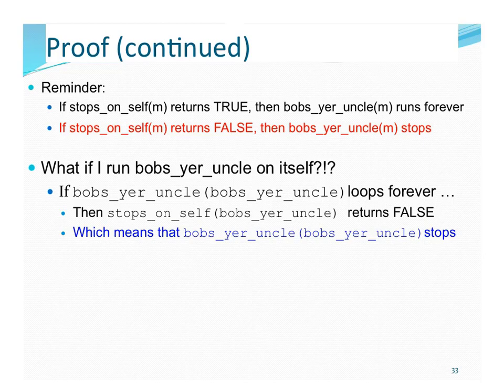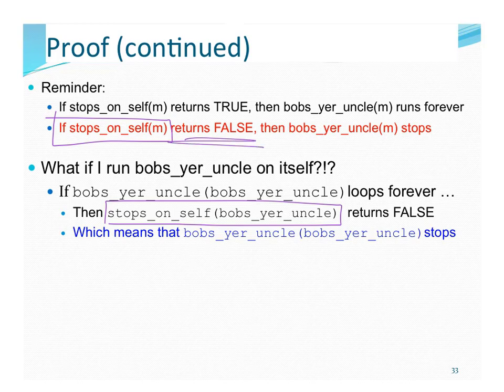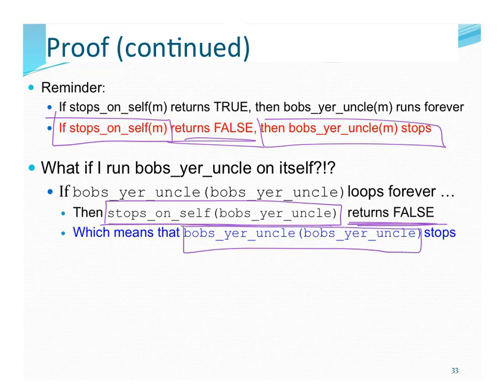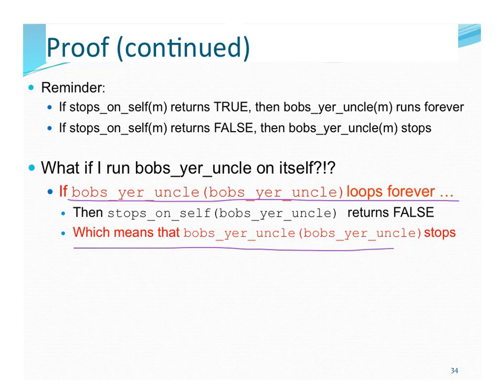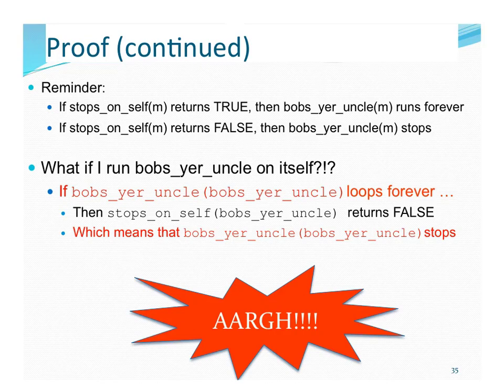But hang on, we know that if stops on self returns false, and stops on self Bob's your uncle returns false, then Bob's your uncle on M stops, which means that Bob's your uncle on M, which happens to be Bob's your uncle, will stop. And now we get worried because we said Bob's your uncle run on Bob's your uncle loops forever, which means that Bob's your uncle on Bob's your uncle stops, which does not look good.